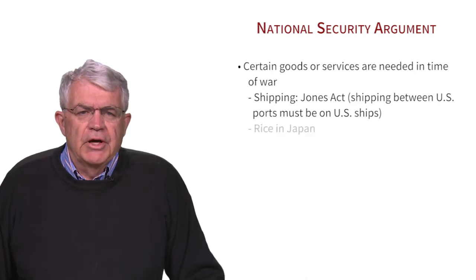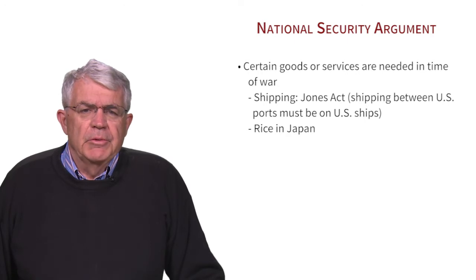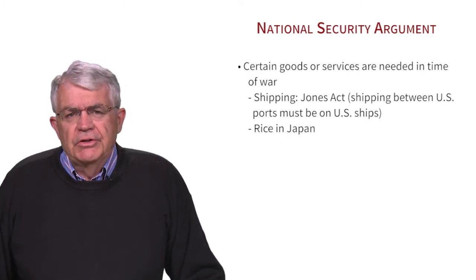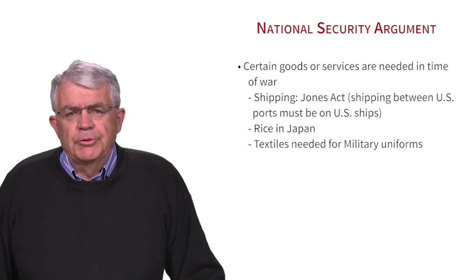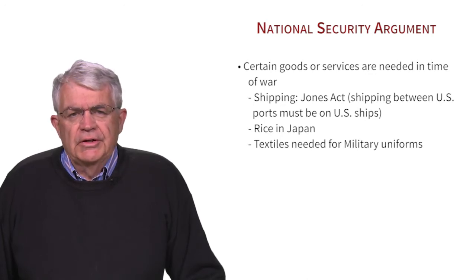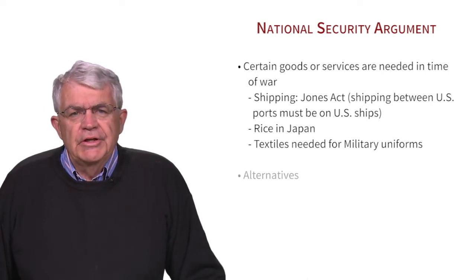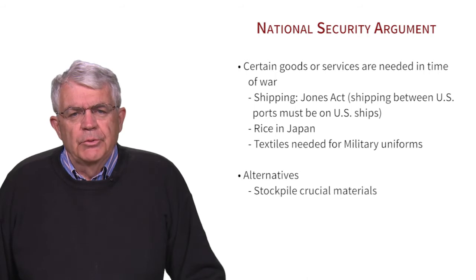Another example is rice. In Japan, the Japanese would argue that rice is a national security issue. If there was a war, they'd have to grow their own rice. Again, it kind of stretches believability. Another, even more extreme, is that you need to have production of textiles, therefore you protect the textile manufacturers, because if there was a war, you need to make the military uniforms in terms of textiles. All these cases, while suspicious alone, have alternatives. And if there really is something that you need, some crucial materials, say for a weapon or what have you, you could stockpile those in case there was an emergency.